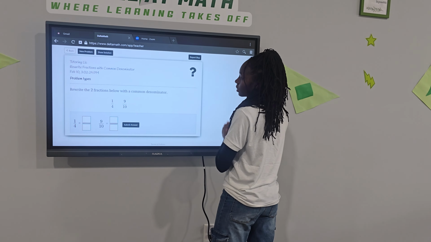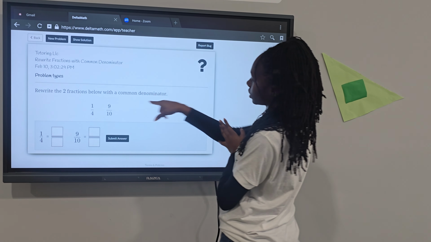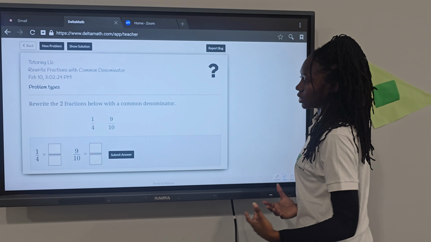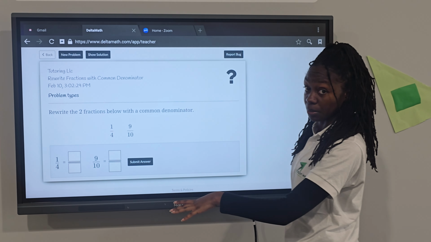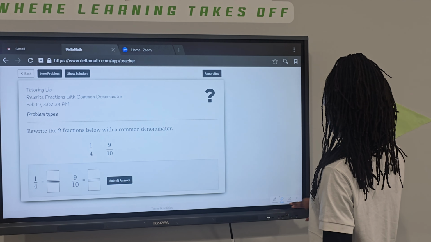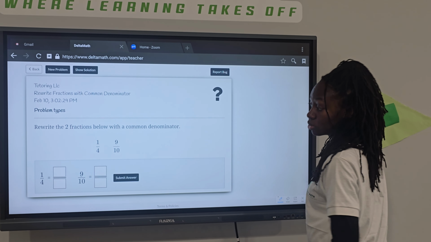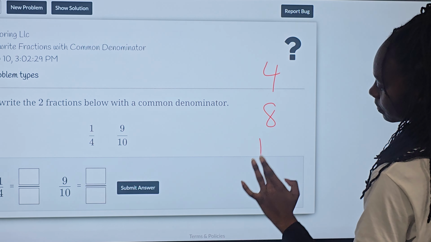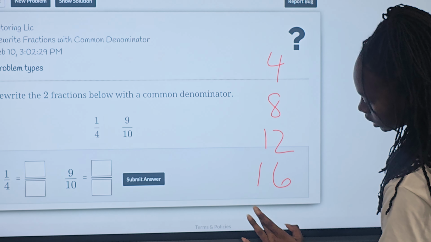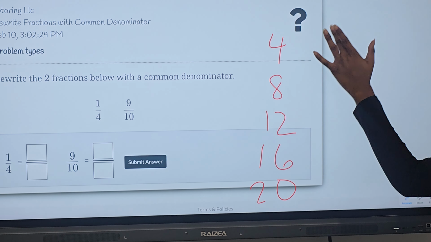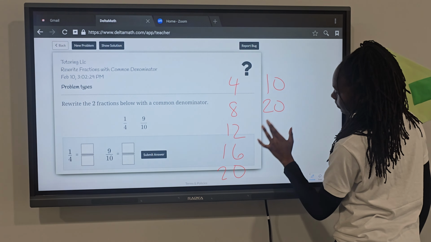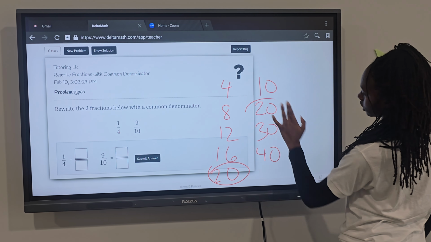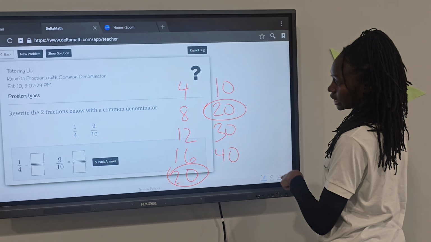So the problem here wants us to rewrite these two fractions with a common denominator. And typically with these problems, we always start by looking at the denominators and finding common multiples. So let's do that. The multiples of 4 are 4, 8, 12, 16, 20. For 10, we have 10, 20, 30, 40. And we can stop here because we see 20 is a common multiple of both 4 and 10.